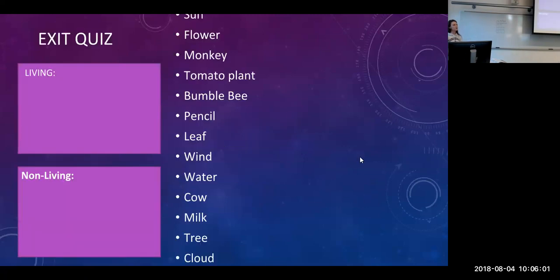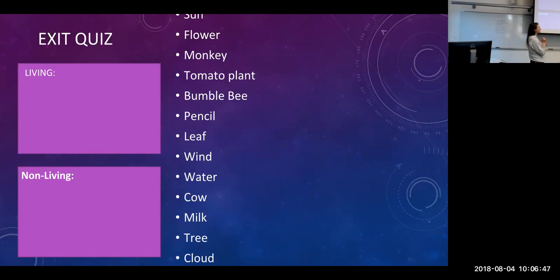All right, so now after watching that lecture, we know for sure how to determine whether something is living or not. So a flower, does it have all 7 life processes? Is it living? Yeah. Okay. A monkey? Yeah. A tomato plant? Yes. What about a tomato picked off the plant? No. A bumblebee? Yep. A pencil? No. How about a leaf on a tree? Yes.